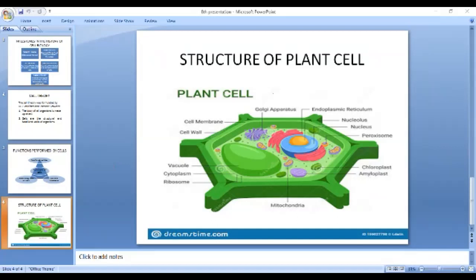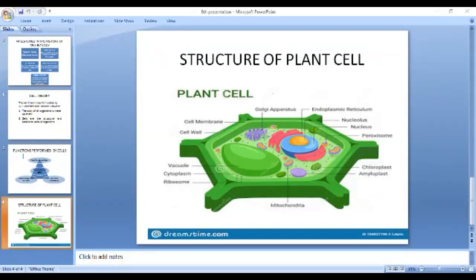And another thing is, what is the center of the cell called? The center of the cell is called the nucleus. Okay. Then another part is what? You can see another part is ribosomes. These ribosomes help in protein synthesis.